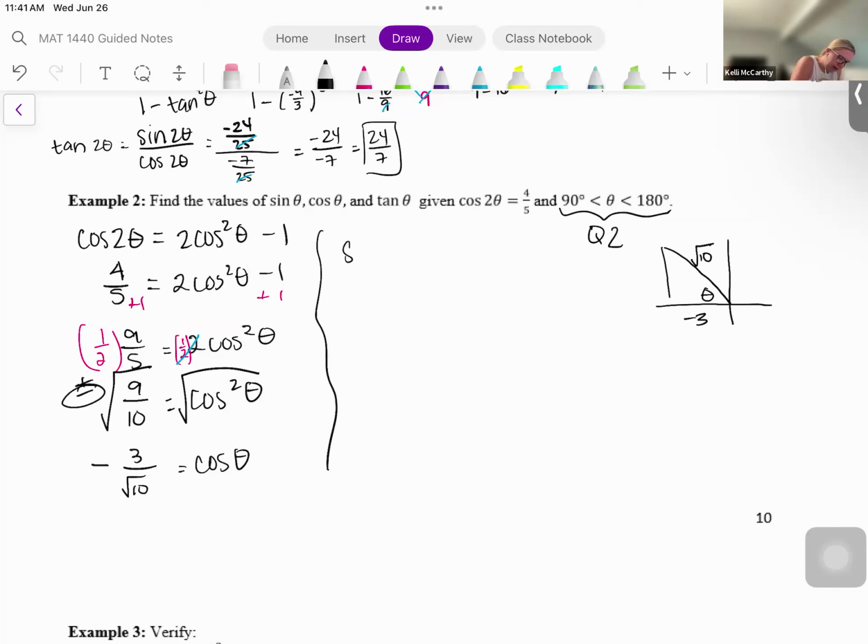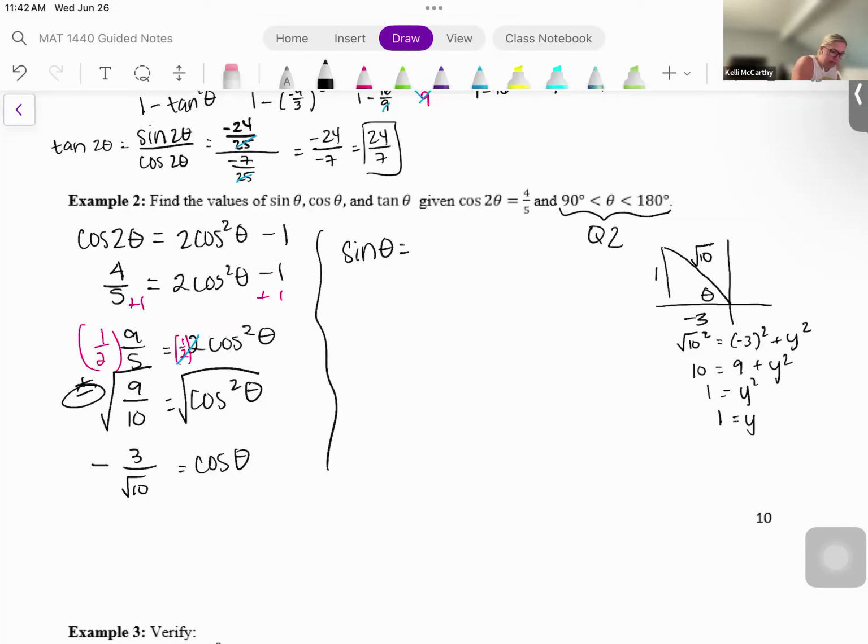So now we can start finding sine of theta. Sine of theta, we're going to have to do some more work on that triangle. So using the Pythagorean theorem, the square root of 10 squared equals -3 squared plus y squared. 10 is equal to 9 plus y squared. y squared is equal to 1. And because we're in the second quadrant, y is positive, so this is going to be +1.